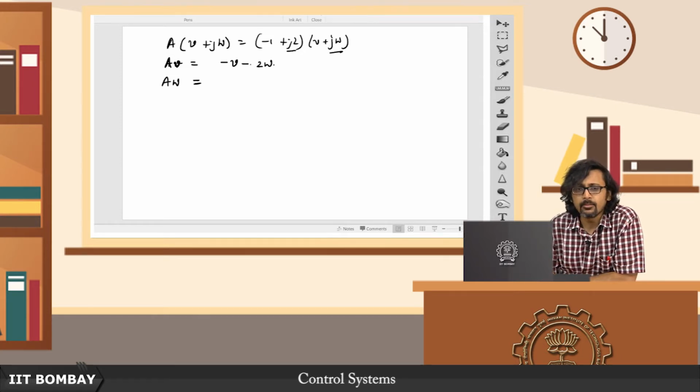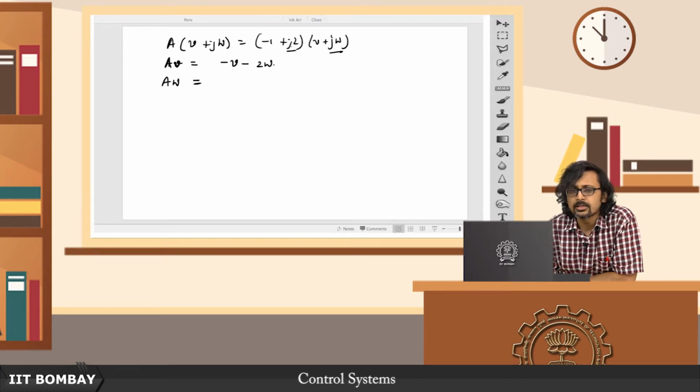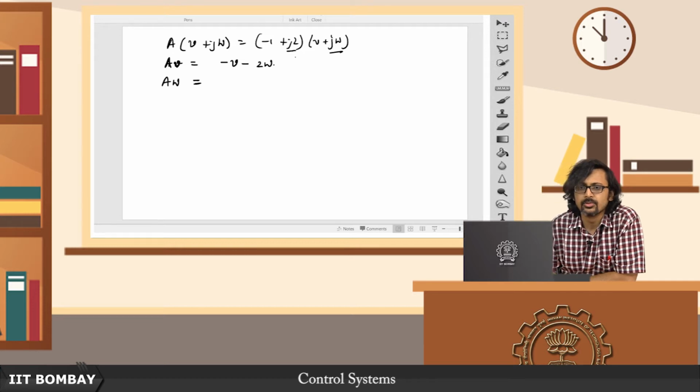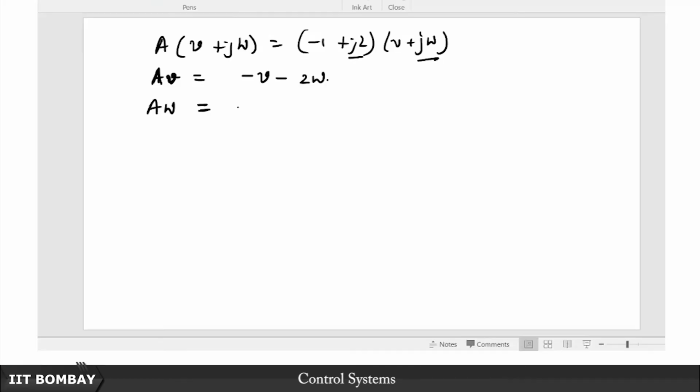Okay, what about AW? On the right hand side, what is the imaginary part? You see 2J times V and minus 1J times W. So it is going to be minus W plus 2V. That is all there is to it. Now much in the same fashion, AV is a column n tuple, AW is a column n tuple, so I can cook up a matrix. So this is going to be of size n, this is going to be of size 2. So an n cross 2 matrix.